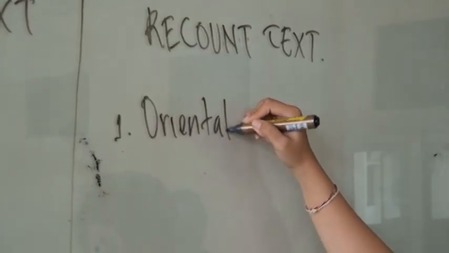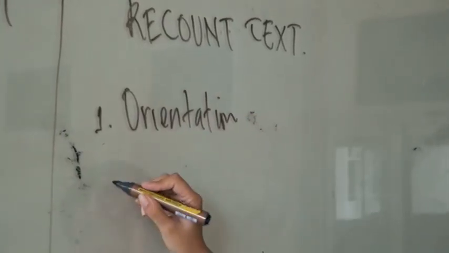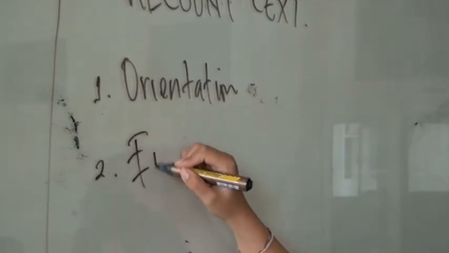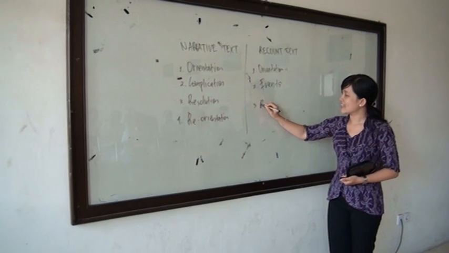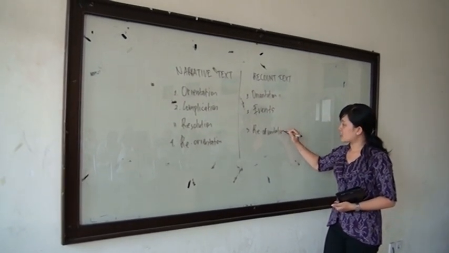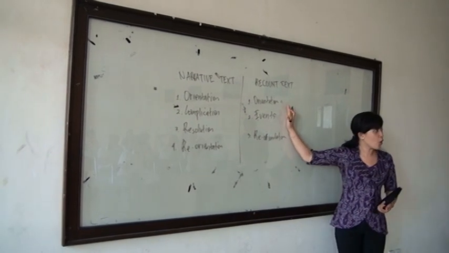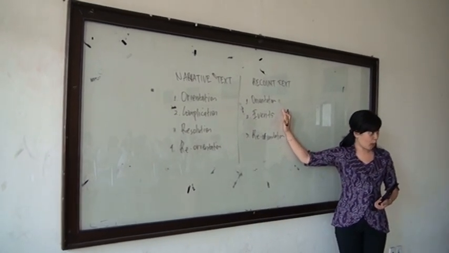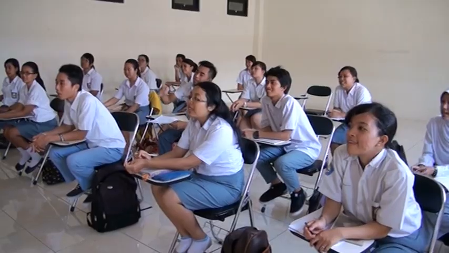And it is different from recount text. The first one is orientation. And then the second one is events, and the last one is reorientation. So here we do not have any problem. Do you understand that? Yes!